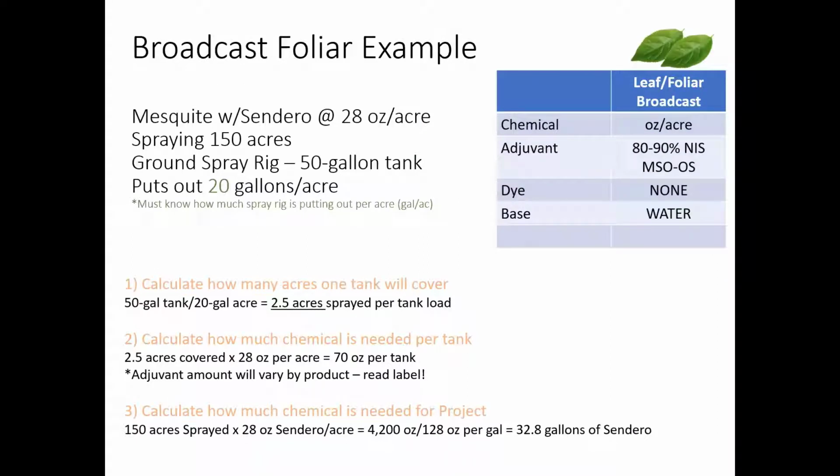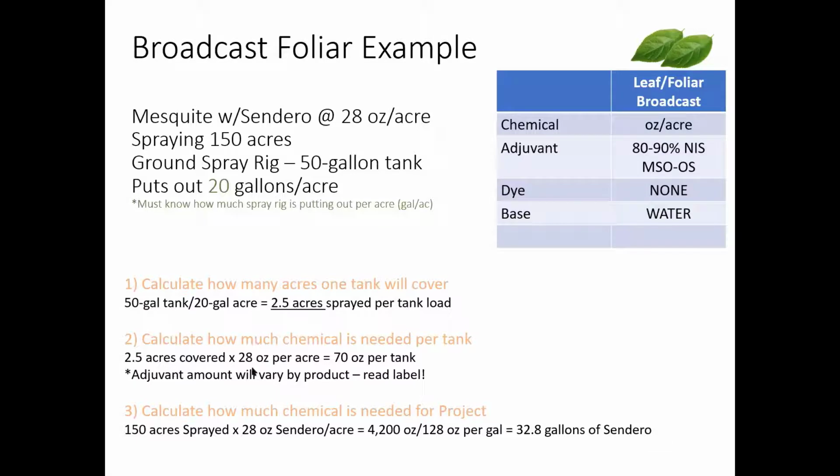So if you're broadcasting mesquite and let's say it's 150 acres with Sendero at 28 ounces per acre, spray rigs put out 20 gallons per acre. So we're going to make an assumption that that's the rate, and they have a 50-gallon tank. So first thing, which we've mentioned here, is you know how much they're putting out per acre, and you take your 50-gallon tank and you divide that by 20 gallons per acre, and you get 2.5 acres sprayed per tank load.